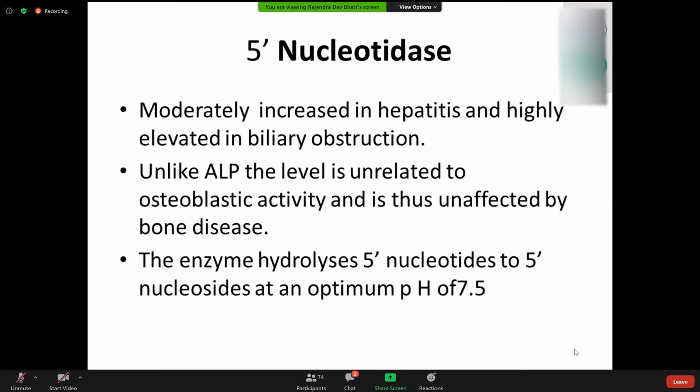The enzyme hydrolyzes 5-nucleotides at an optimum pH of 7.5. This is a little bit alkaline in nature. That means the optimal activity of this enzyme is slightly in alkaline medium.